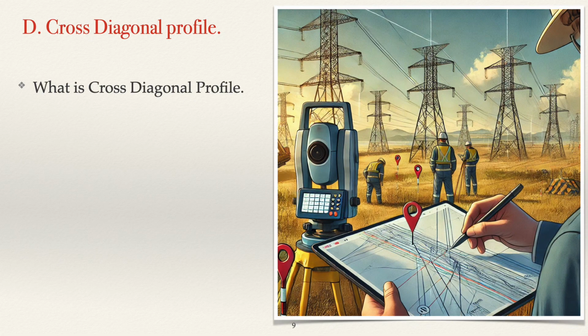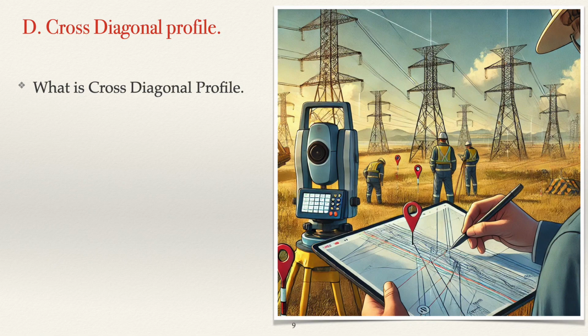Now let us understand cross-diagonal profile. What is cross-diagonal profile? A cross-diagonal profile is a specific surveying and profiling method used in transmission line projects or other linear infrastructure projects to assess the terrain diagonally across the route. It provides a detailed understanding of the ground conditions along diagonal sections that are crucial for designing towers, optimizing placements, and ensuring mechanical stability.